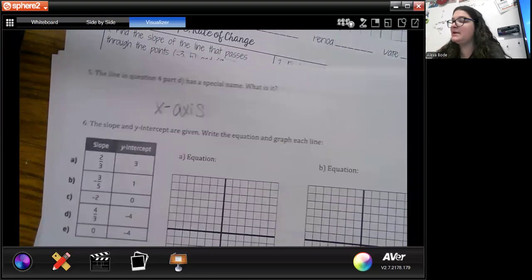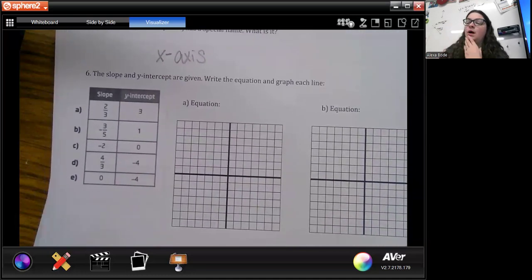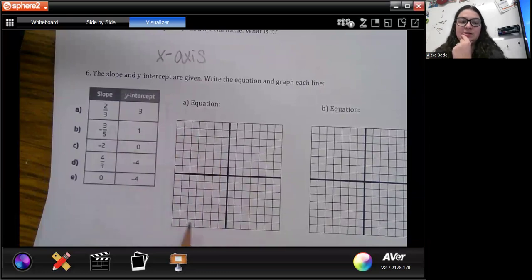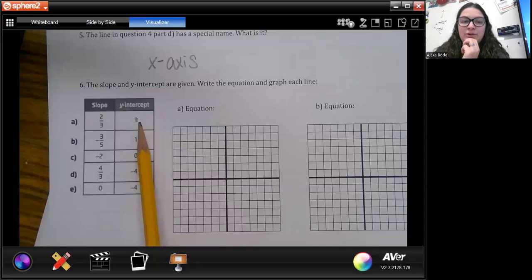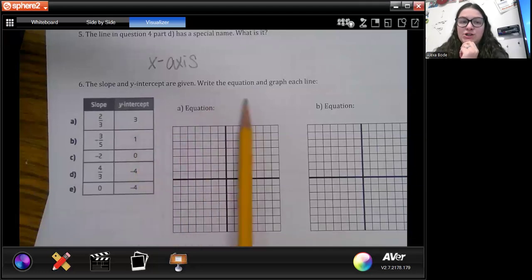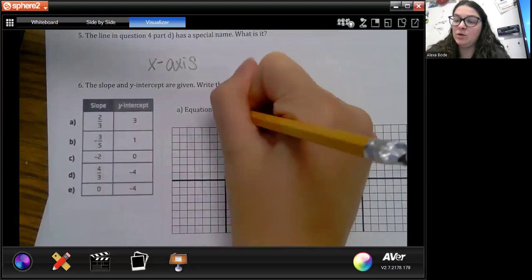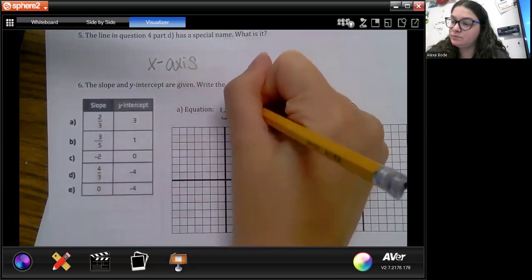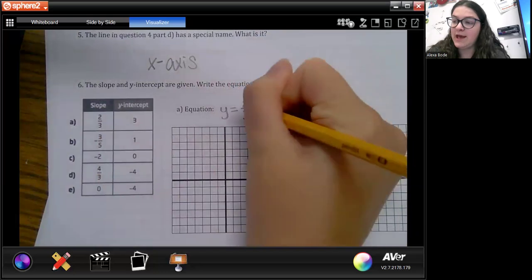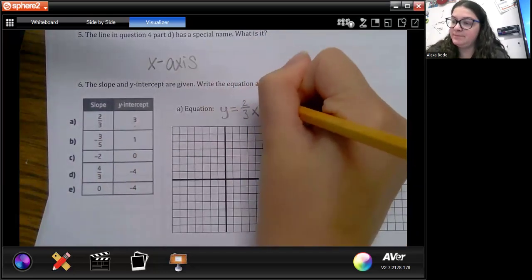Okay, this one is going to be a little bit more of a struggle because we haven't really done too much of these. It gives us our slope, our y-intercept for each one. We have to write the equation and then draw the line, graph the line. So my equation, y equals, my slope is 2/3 x plus my y-intercept plus 3.